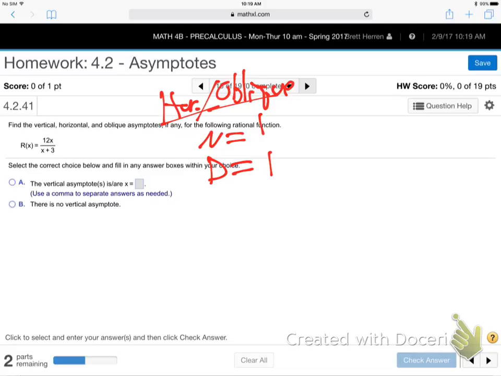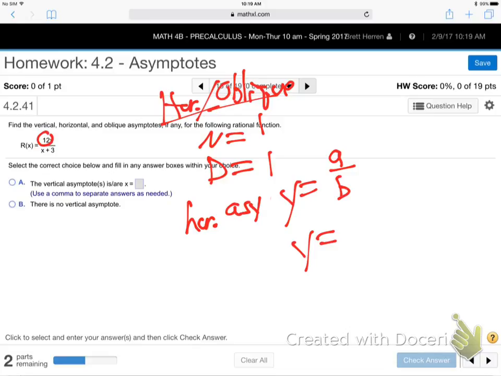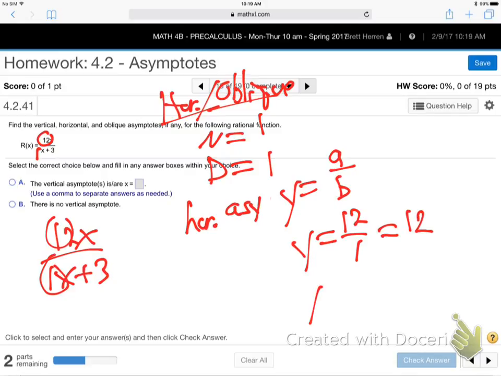When they're equal, you've got a horizontal asymptote that is y equals a over b. What's a? 12. B is 1. 12 over 1. The leading coefficients, the numbers in front of the most powerful terms. So y equals 12 is the horizontal asymptote. I haven't given any logical reasons for that, but maybe if time allows I will. But let's keep moving.